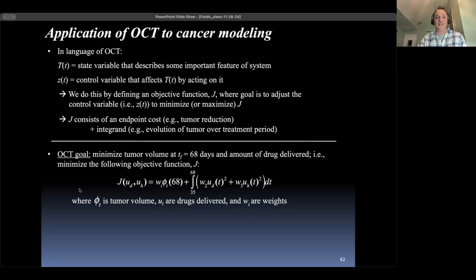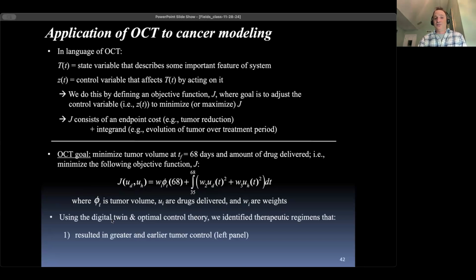You can systematically do this, right? So we used our digital twin, our mathematical model that was in the bottom left-hand corner a few slides ago. And then we use that with the model parameters from the mice themselves. And then we try to optimize this objective function so that our tumor control is best.